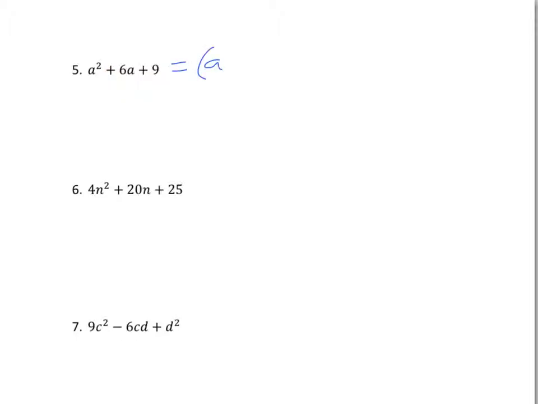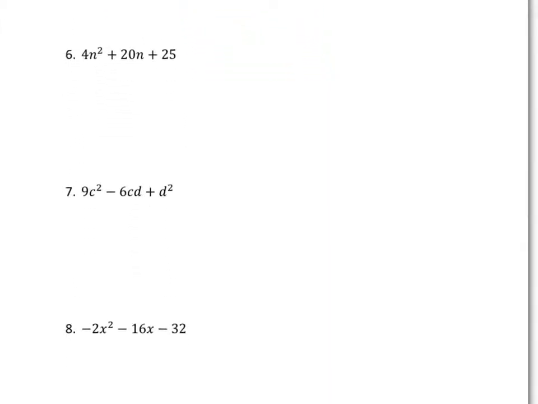A is the square root of a squared. The square root of 9 is 3. The whole thing's going to be squared, and we're going to take that sign, so it's going to be plus. Okay, and then you could obviously check your work here by actually squaring this out, and you're going to get a squared plus 3a plus 3a plus 9. And 3a plus 3a is 6a, so that's how you got that.